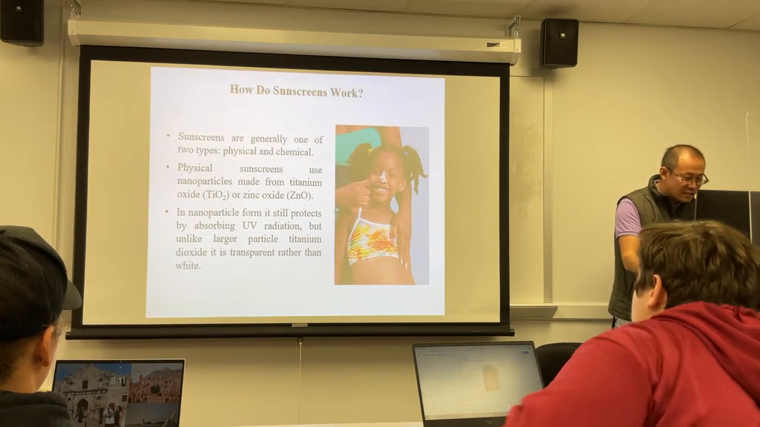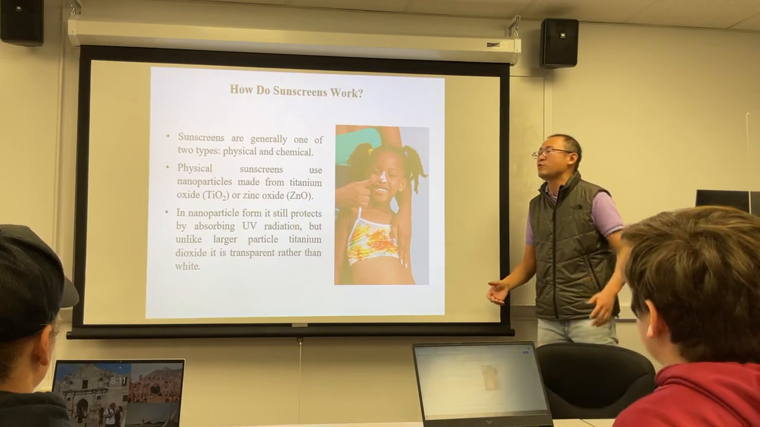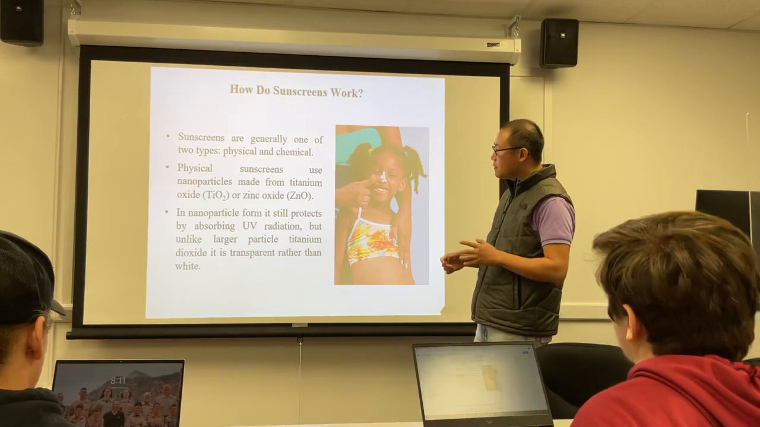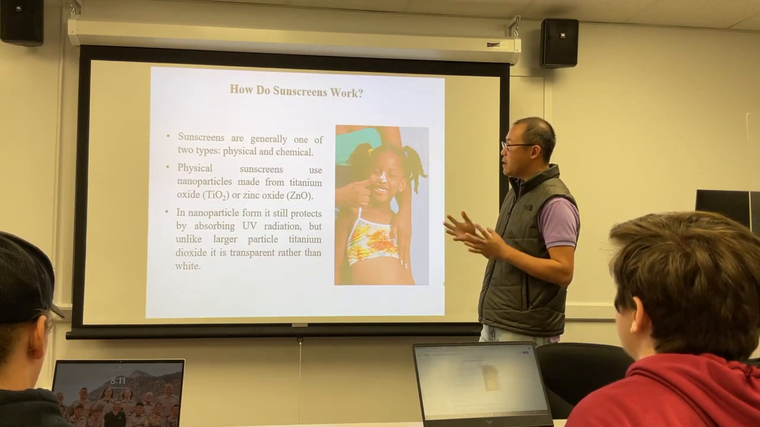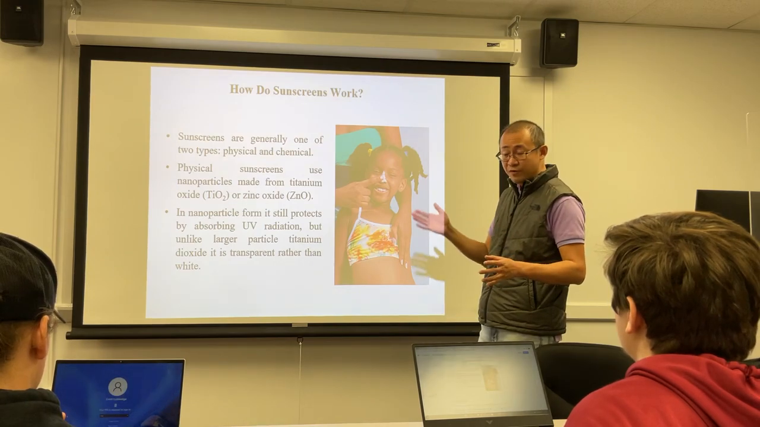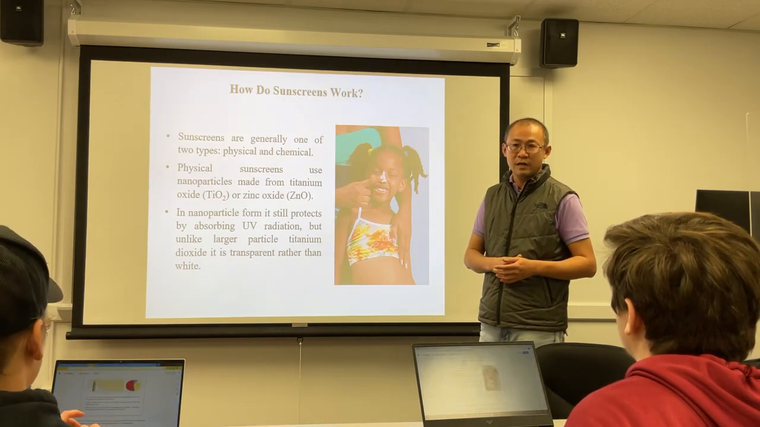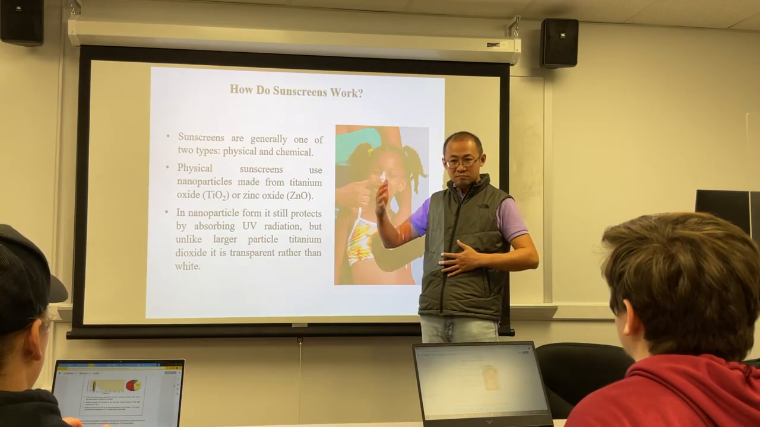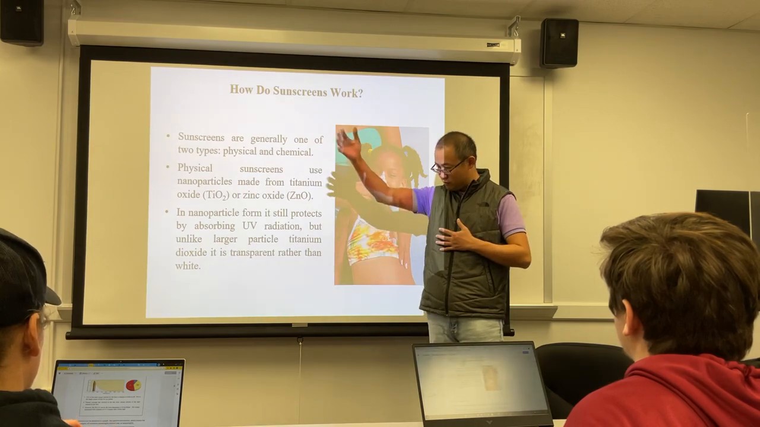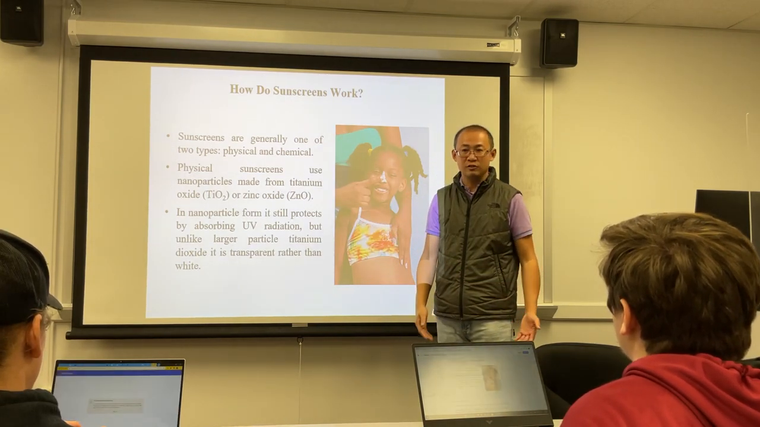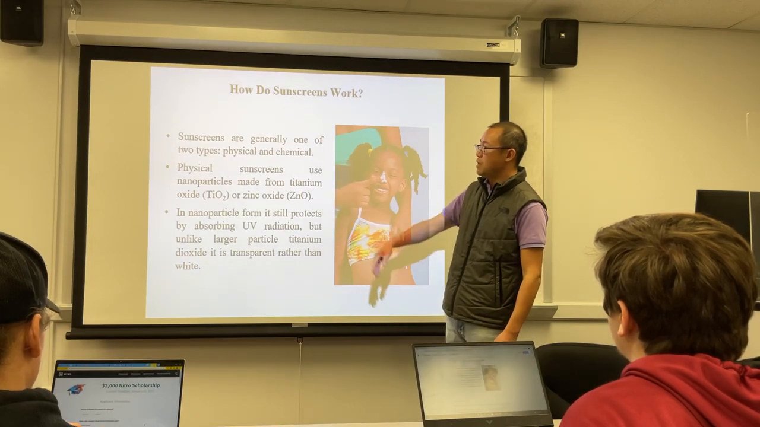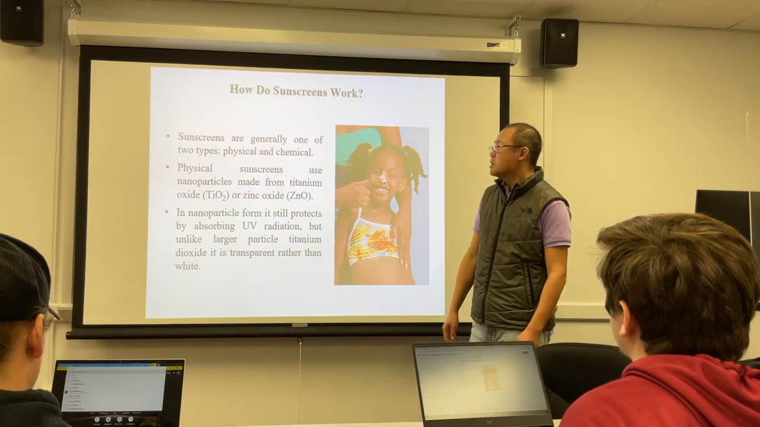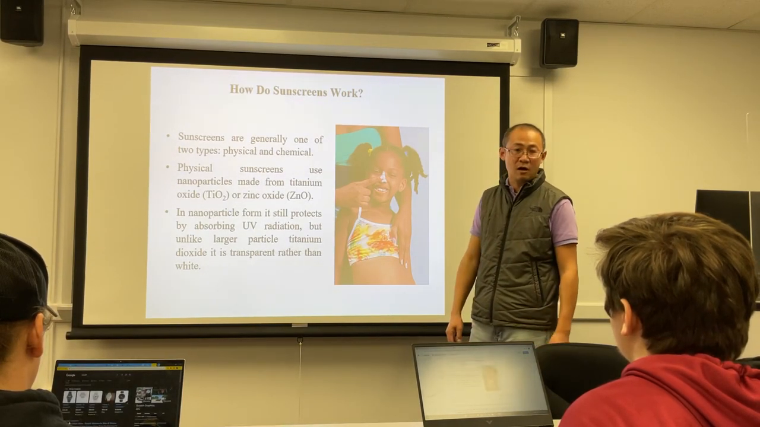Since we're on the topic, we briefly talk about sunscreens. Sunscreens are basically two types: physical sunscreen or chemical sunscreen. Most of the sunscreens you use if you go to the beach are physical sunscreens, meaning you just put on something that blocks the sunlight, the UV, on your skin. Physical sunscreens basically use nanoparticles made from these two metal oxides, titanium oxide or zinc oxide.